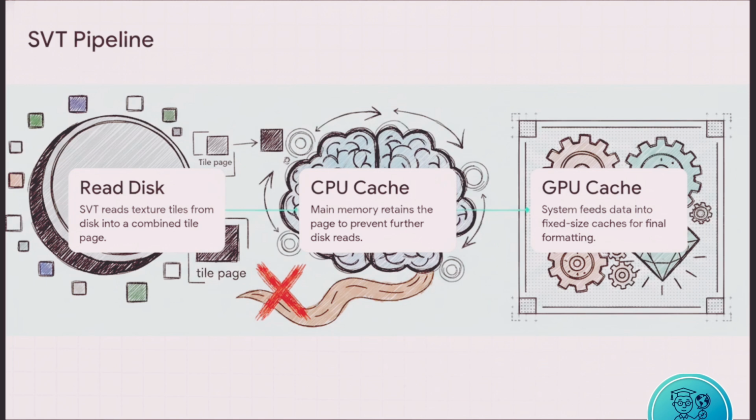Let's walk through how this builds a highly efficient pipeline. Step 1. SVT reads multiple texture tiles from the incredibly slow disk into a combined tile page. Step 2. The CPU cache in main memory retains this page. Why? Because the system predicts that if you need one tile, you're highly likely to need the neighboring tiles in the upcoming frames. This completely prevents further slow disk reads. Finally, step 3. The system feeds this data into fixed-size GPU caches for final graphics formatting. It's a beautifully choreographed dance that entirely bypasses that slow dirt road of disk reading.